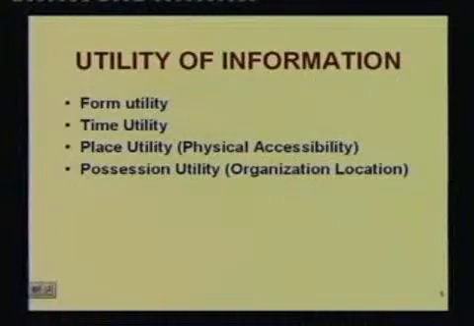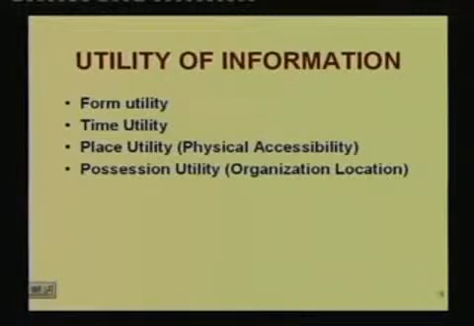So that is our third point, place utility. The right time and right place, both are important. Alright. So information should be available, not only at the right time, but also at the right place. That means we should be able to physically access that information whenever we require. Then possession utility, that means organizational location. That means although information is available, you do not possess it. Right. So you have to possess, that means you have to have an authority over that information so that it can actually be utilized.